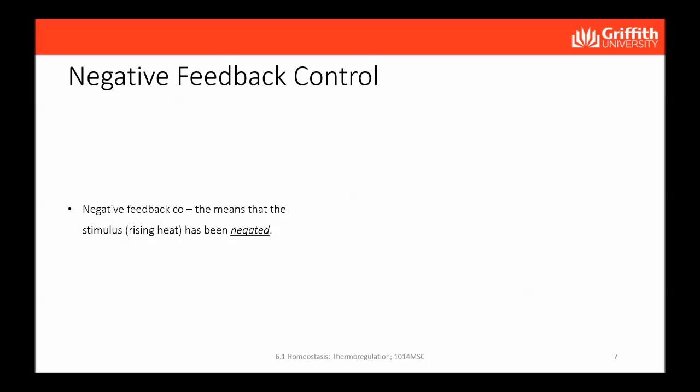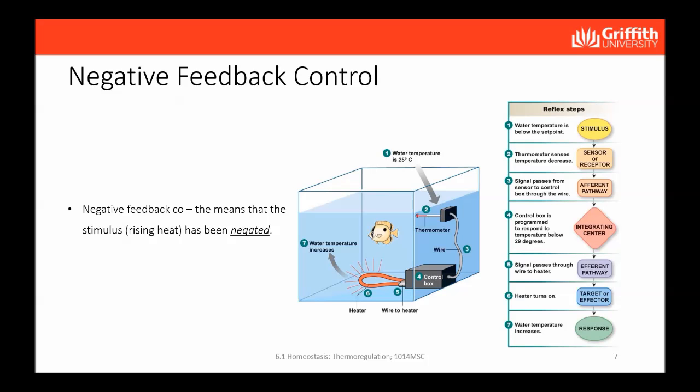Negative feedback controls regulate homeostasis by regulating the response to the stimulus. It can either completely shut off the original effect of the stimulus or reduce its intensity. Let's start with an example of a non-biological negative feedback control. An aquarium heating system connected to a temperature sensing control box, which is programmed to respond if the temperature of the water inside the aquarium falls below 29 degrees centigrade.